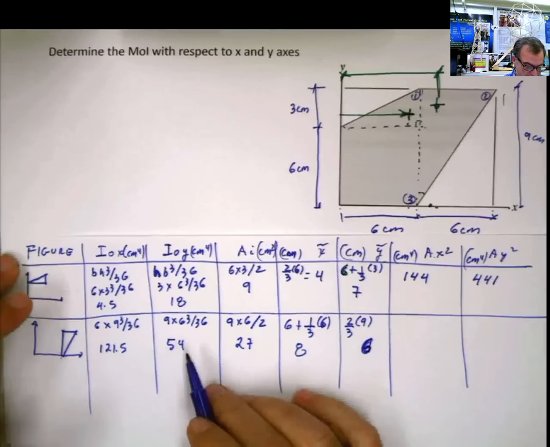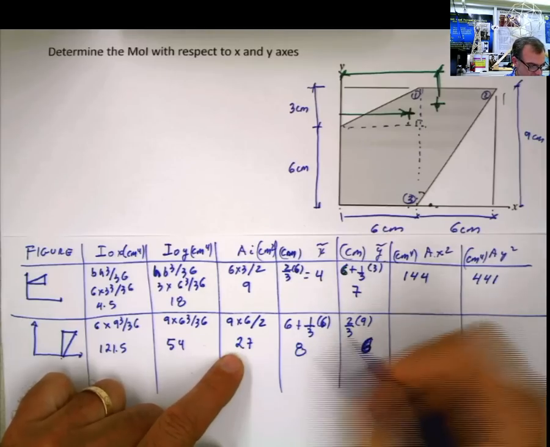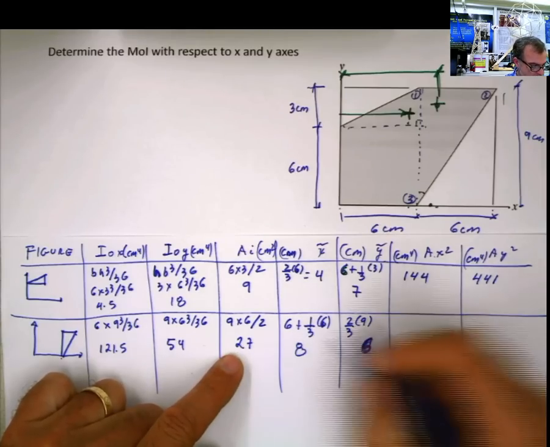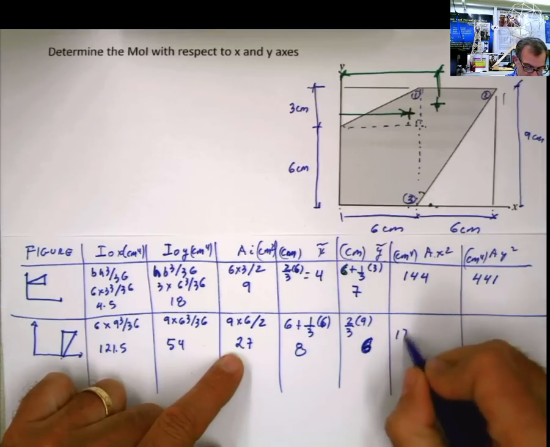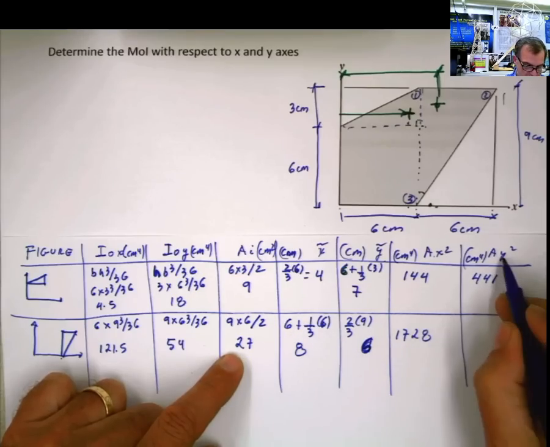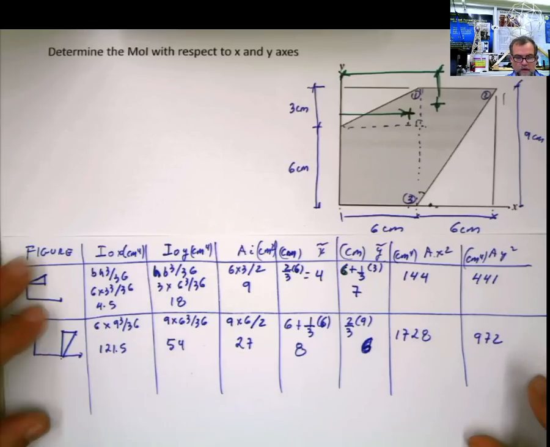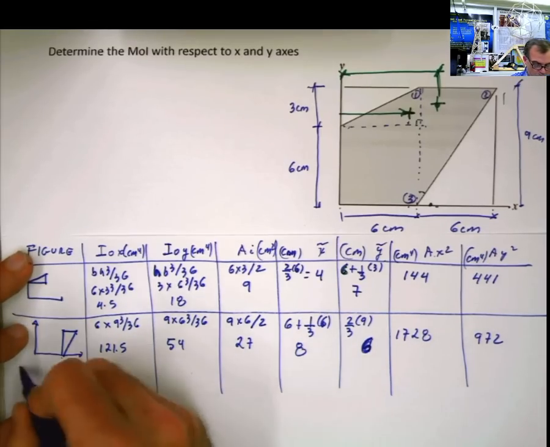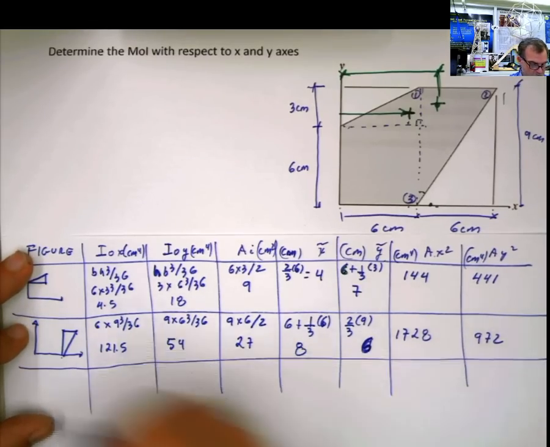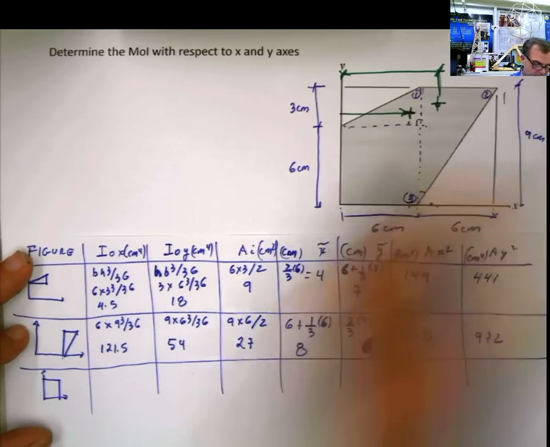Now we have area, which is 27 times x squared, 64. 64 times 27, I have that as 1728. And 27 times 6 squared, this is the one that goes here, I have that as 972. One more figure and we are done. What is the last figure? The last but not least, figure 3, is this rectangle here, this rectangle of 6 times 6.